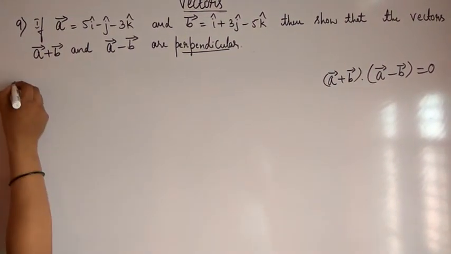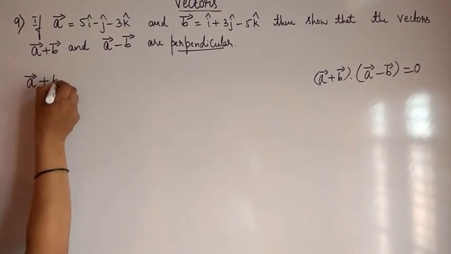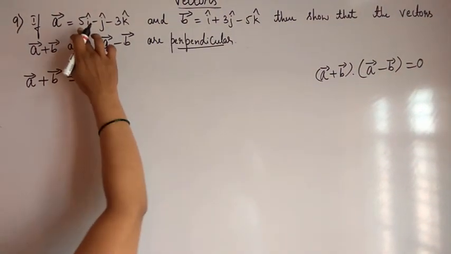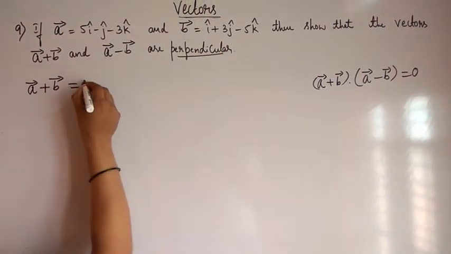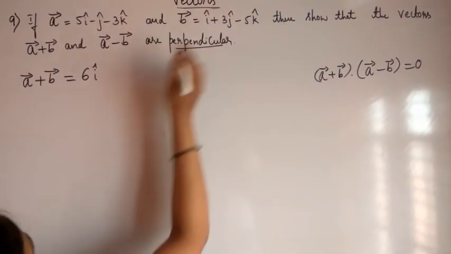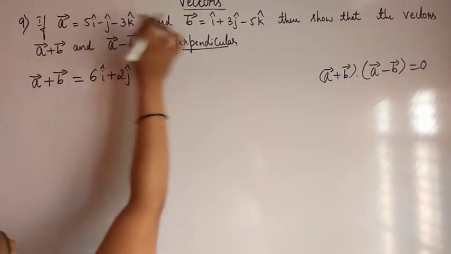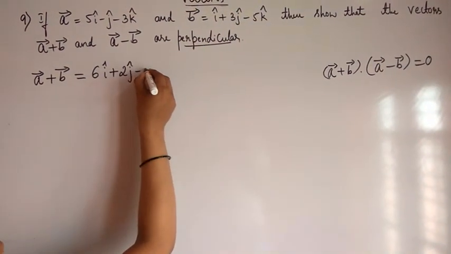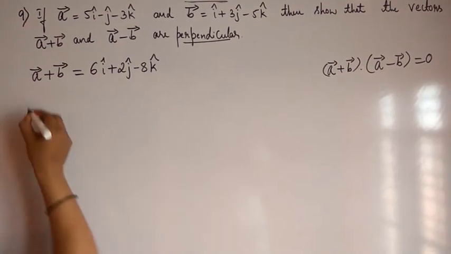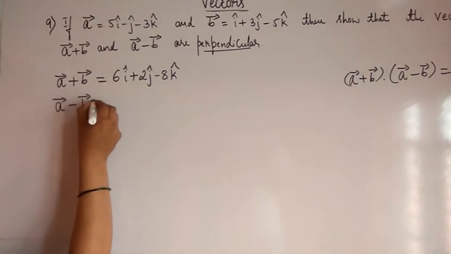First, let us find vector A plus B and vector A minus B. So first, vector A plus B equals, add these two vectors: 5i cap plus 1i cap is 6i cap, minus j cap plus 3j cap is plus 2j cap, minus 3k cap minus 5k cap is minus 8k cap. Okay. So now subtract the two vectors to get vector A minus vector B.